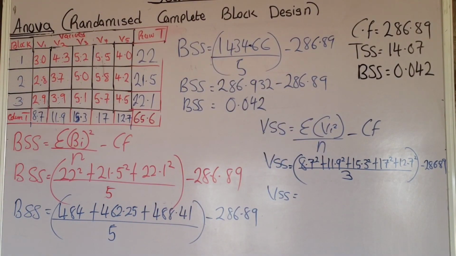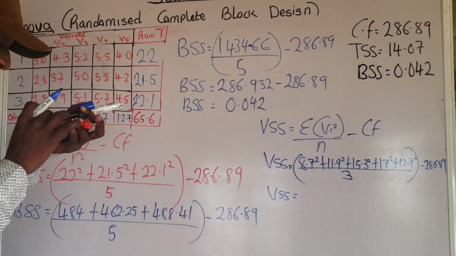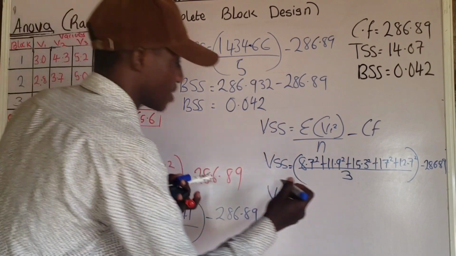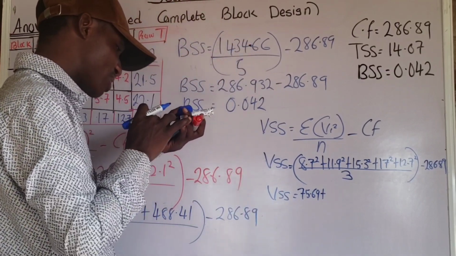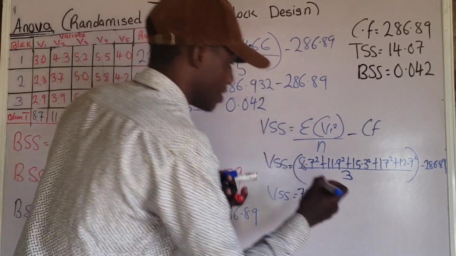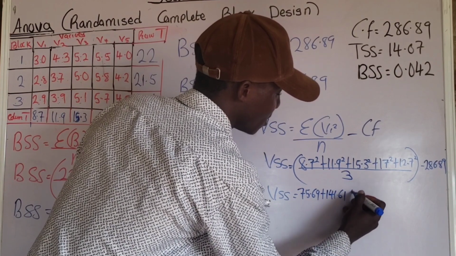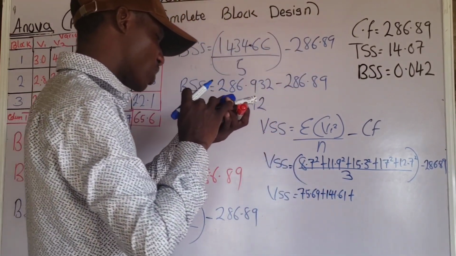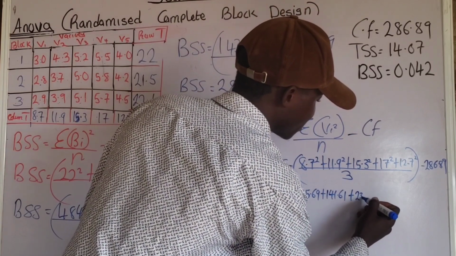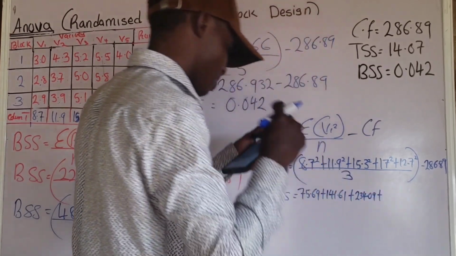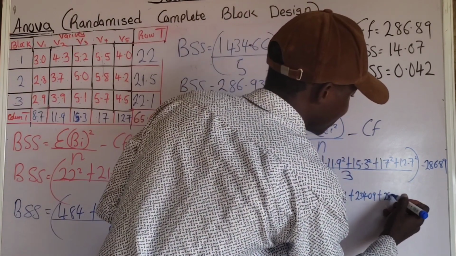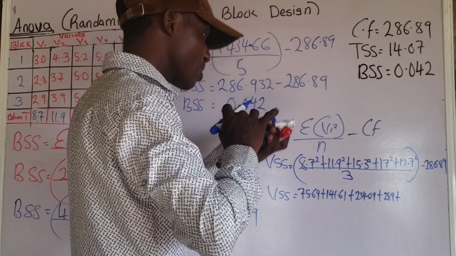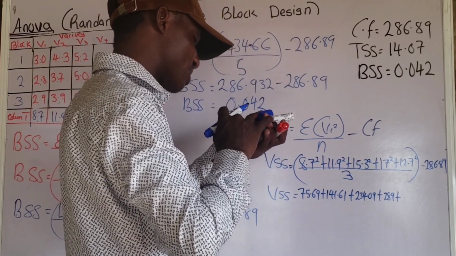Okay, the variety sum of squares will now be equal to, if you sum the squares of all these values, we are going to have 70. Okay, let's take it step by step. 8.7 squared is 75.69. 75.69 plus 11.9 squared is 141.61. 141.61 plus 15.3 squared is 234.09. 234.09 plus 17 squared is 289. 289 plus the last one, 12.7 squared, is 161.29.